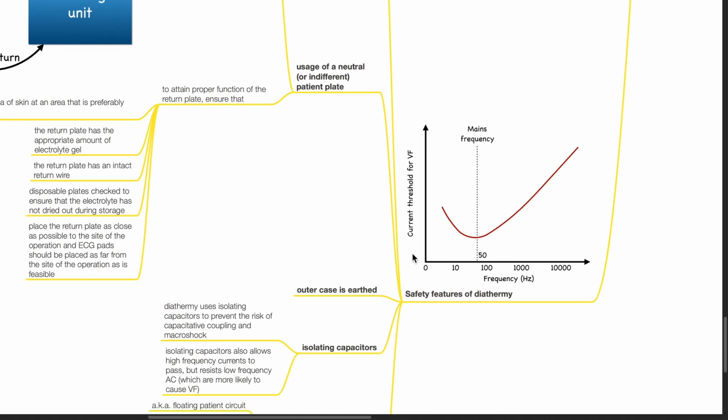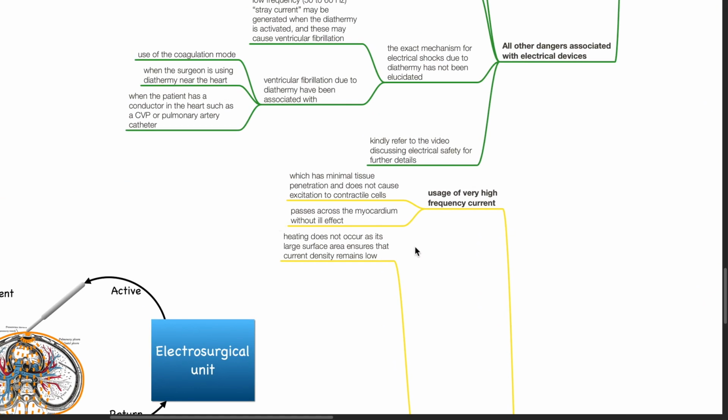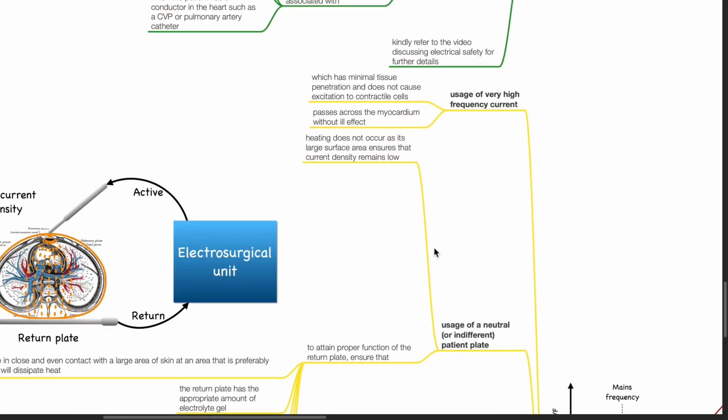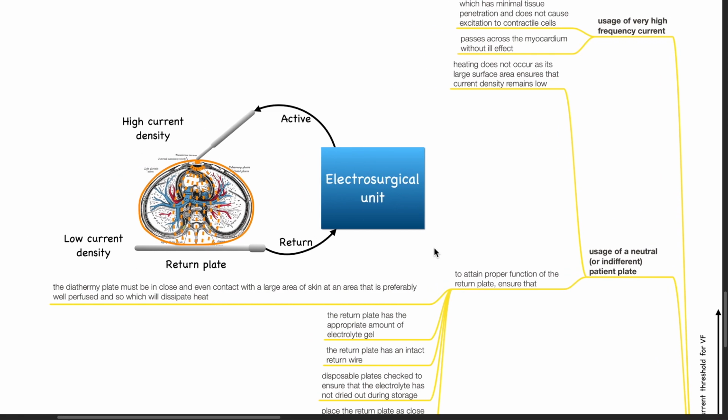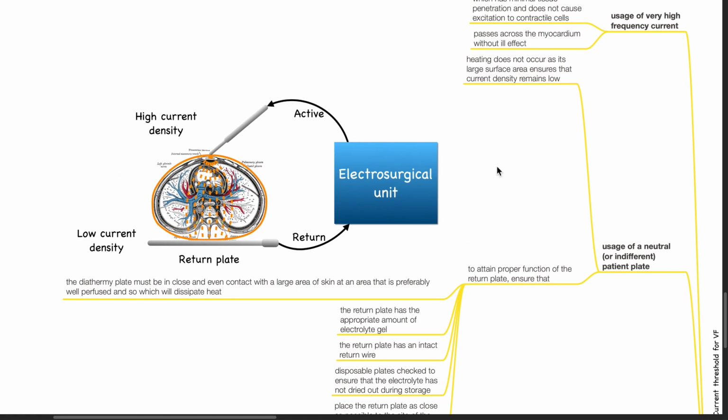Safety features of the diathermy. Diathermy uses very high frequency current, which has minimal tissue penetration and does not cause excitation of contractile cells, and passes across the myocardium without ill effect. Usage of a neutral or indifferent patient plate: heating does not occur as it has a large surface area and ensures that current density is low.